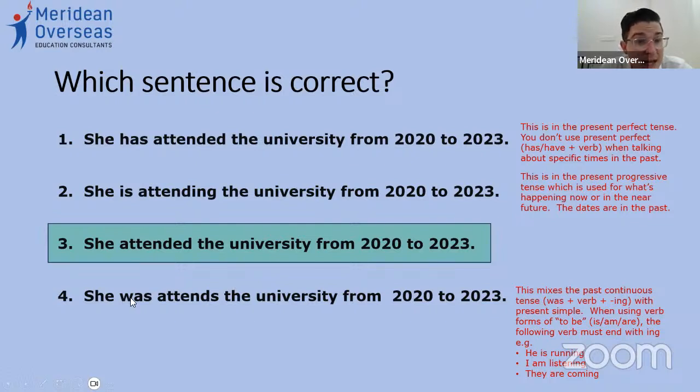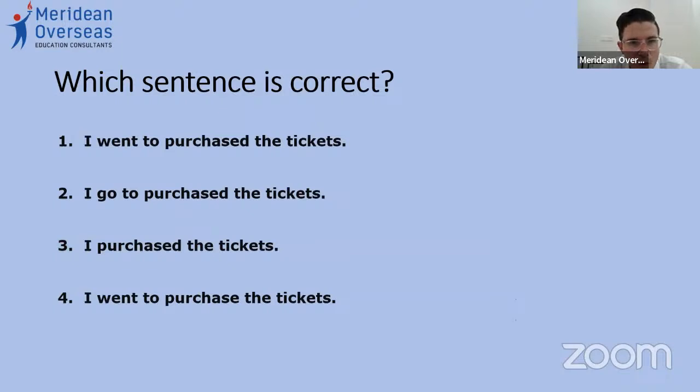You could say she attends the university. That's fine as well. But then you wouldn't use those dates because if you say she attends the university, you're talking about present tense. You don't need to give a time frame. You're talking about what's happening now as it is. So, next one. Which sentence is correct?